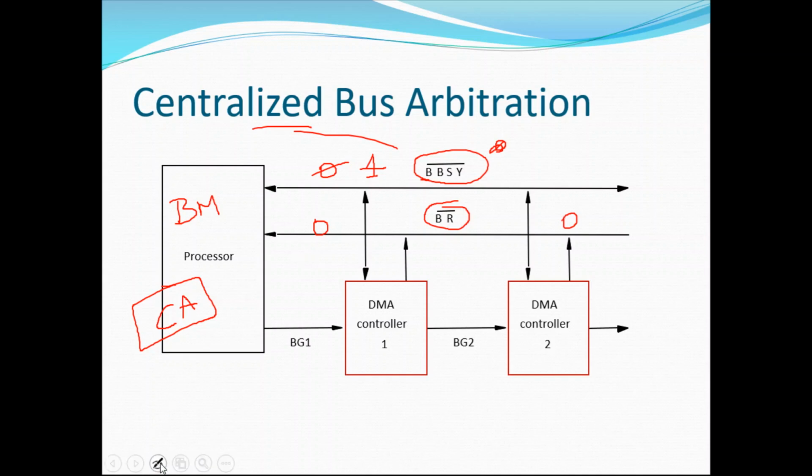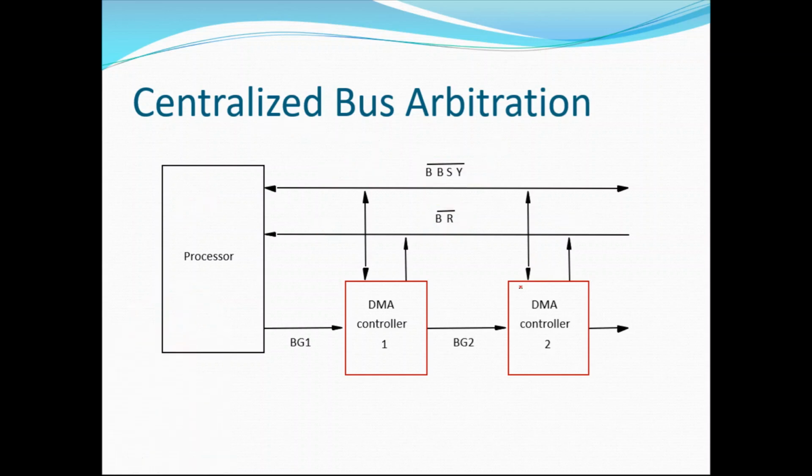Now let us assume that DMA controller 2 wants the bus, not 1. So it will keep a 0 here. Let us assume that the bus busy signal can be either 1 or 0, whatever it may be, but DMA controller 2 is requesting the bus. So it kept a 0, and this 0 will travel through this line and reach the processor.